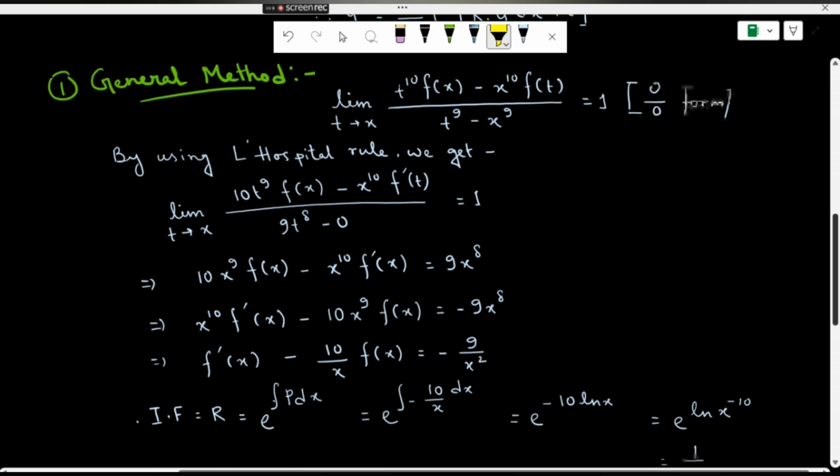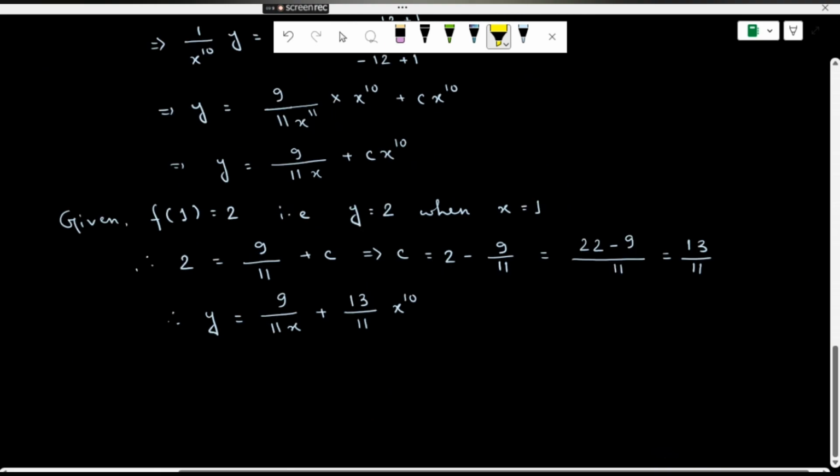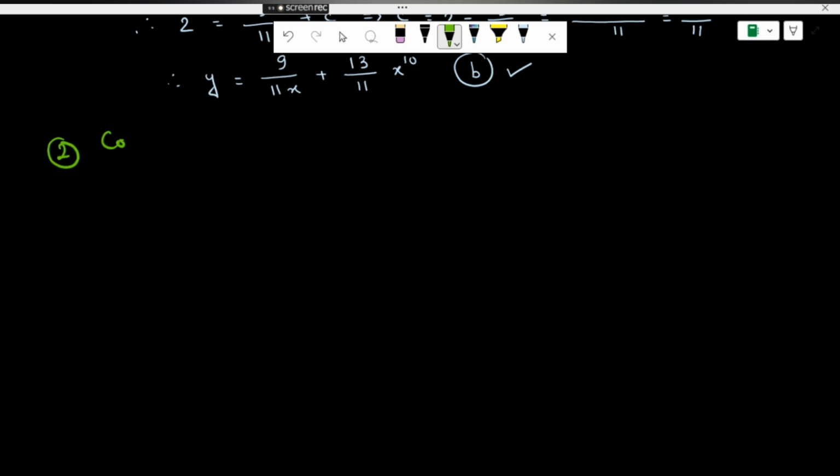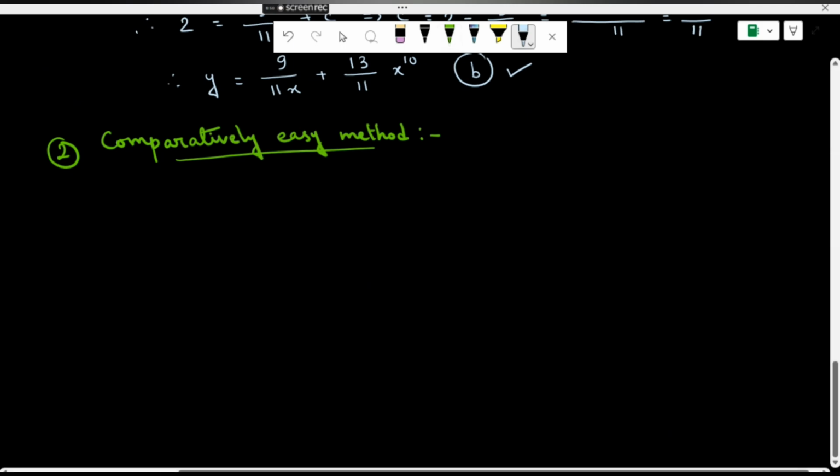Now, if you want to solve this question in a different way, where there is no need to use the differential equation, just L'Hopital and discarding the options, that's it. So let's go for the second way, which is comparatively easier, I think so, but it's your choice. Whatever you find easy, you can solve in that way.